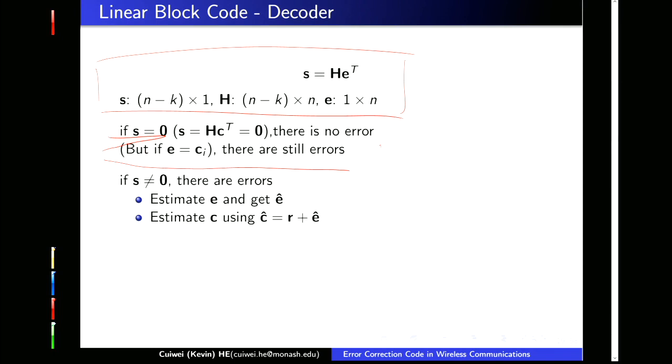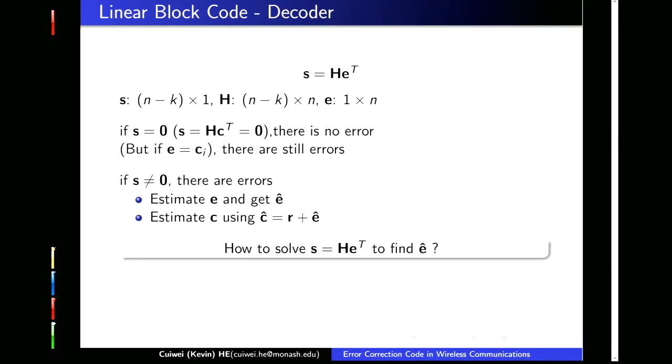So the first step, we check whether the syndrome is zero or not. The syndrome is HR. If it is zero, everything is done. There's no error. Whether it's correct or not, we assume there's no error. But when the syndrome is not zero, we are trying to estimate the error vector, so then we can further estimate the code word. The question is how we are going to solve this equation to get the estimated error vector, because it's a matrix vector calculation.